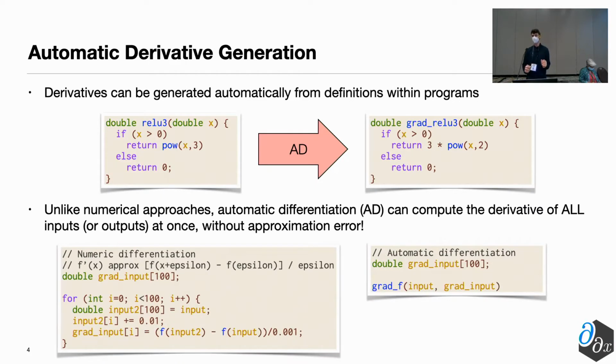What's really cool is it turns out you can ask a computer to automatically compute these derivatives for you. So for instance, suppose we have the definition of this ReLU3 function on the left. We can use a tool to automatically generate the corresponding gradient for this code shown on the right. And unlike numerical approaches where you give it a function at one point and a function at a nearby point, this doesn't end up having any approximation error. And moreover, it can also compute the derivative of either all of the inputs or all of the outputs with a single call.